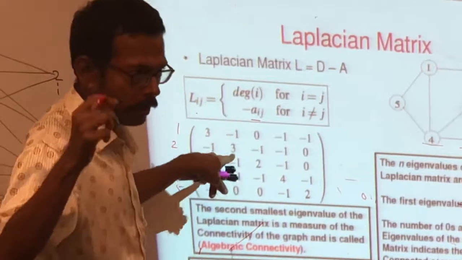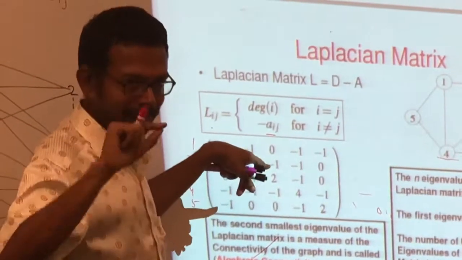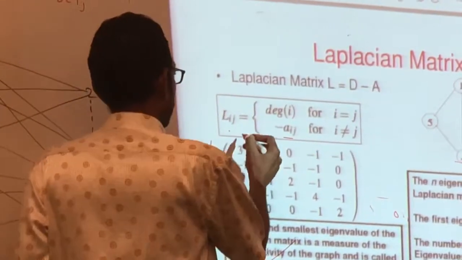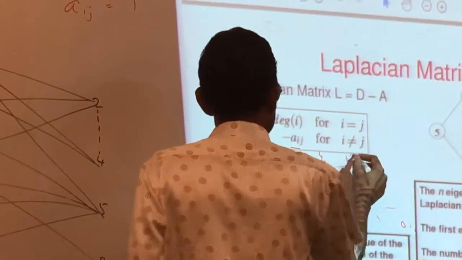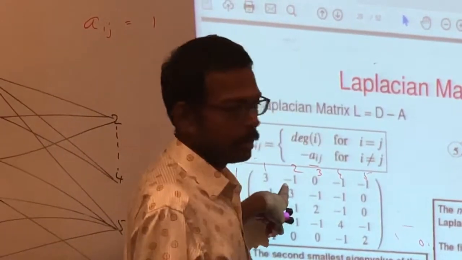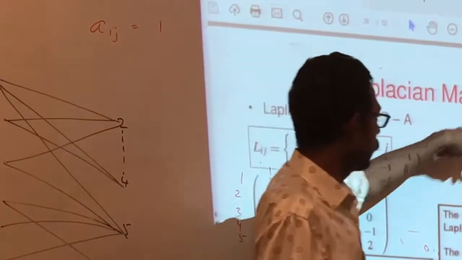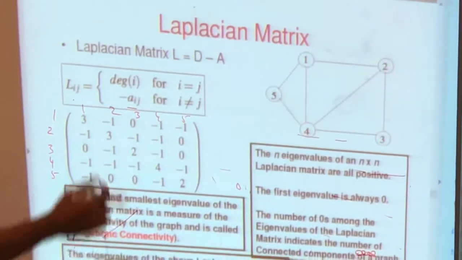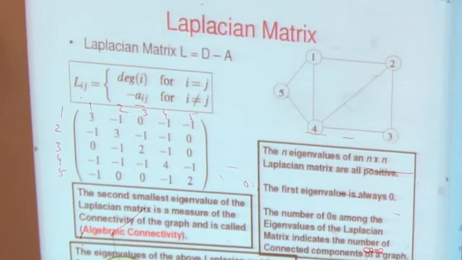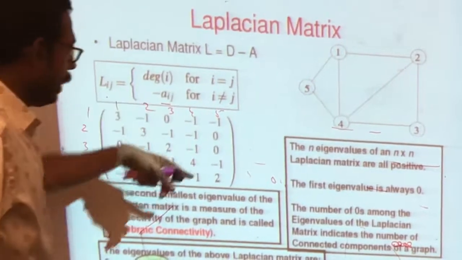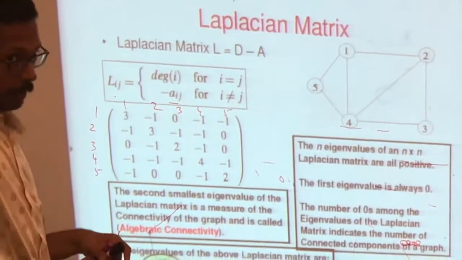Going to be negative 1. So if there's an edge between two vertices i and j, the entry is a negative 1. So between, say, 1 and 2, there's an edge, so the entry is a negative 1. There's an edge between 1 and 4, so the entry is a negative 1. If there's no edge between two vertices, the entry is a 0, because the adjacency matrix is also going to have 0 if there's no edge between two vertices. Right? So that's the way we develop the Laplacian matrix.